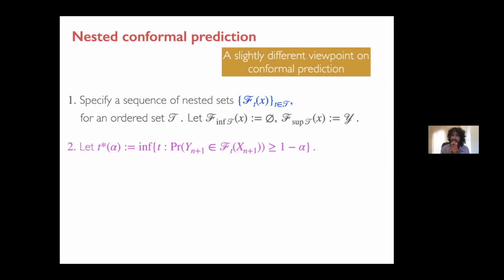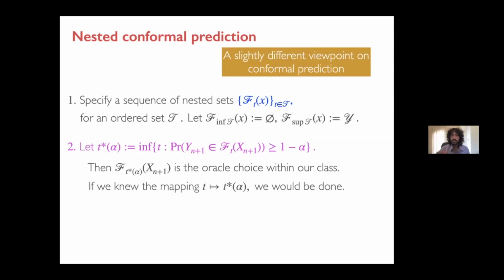There is some T star in there because it's a nested sequence, which is the smallest T for which I get 1 minus alpha coverage. Then essentially within this class of sets, you can think of f T star of alpha at xn plus 1. Within this class, this is kind of the oracle choice, this is what an oracle would do if it was to pick one set from this nested set within this class. And what you can think of saying is, if we knew this mapping between T and T star of alpha, we would be done.